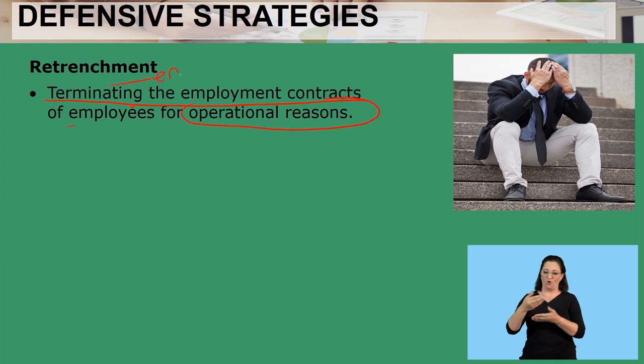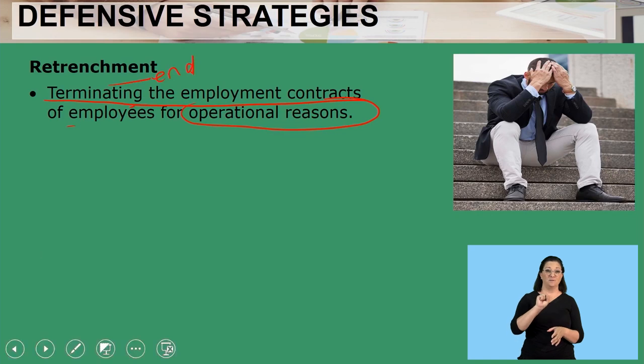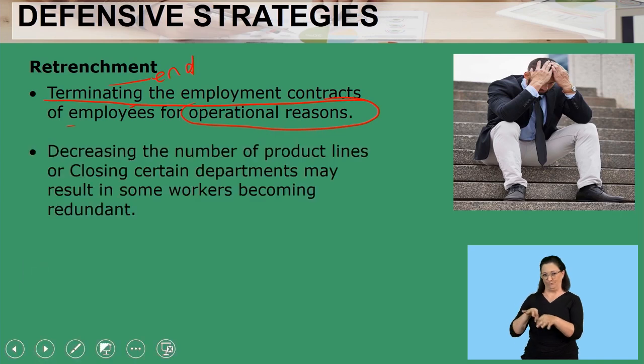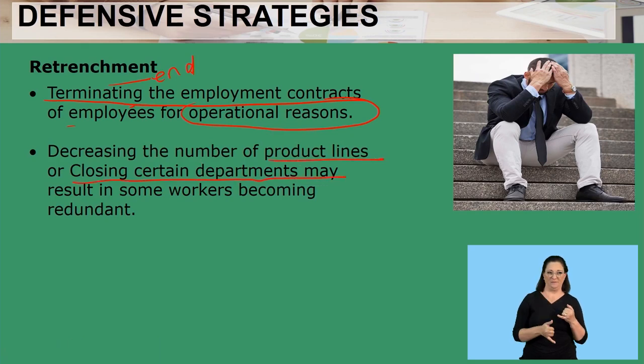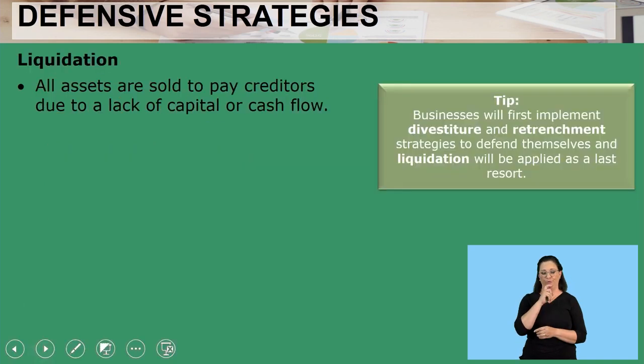The other word for terminate is to end. So people are not resigning here. Please don't confuse that. We are not resigning, but we are retrenching. As the business, we are retrenching by terminating the contracts for operational reasons. We are decreasing the number of product lines or closing certain departments, which may result in some workers becoming redundant, no longer of use.